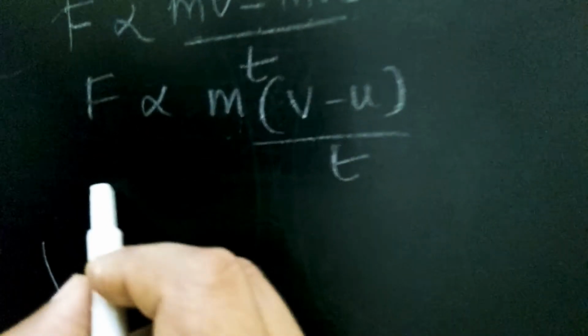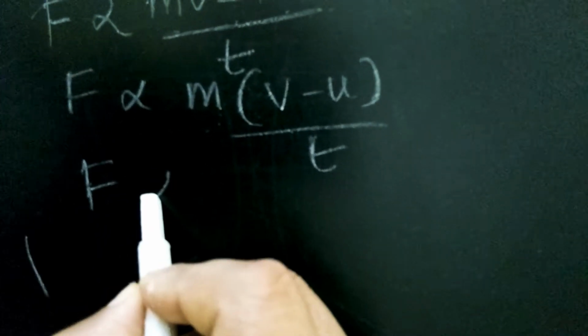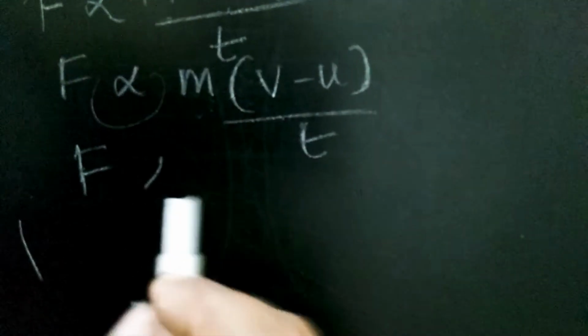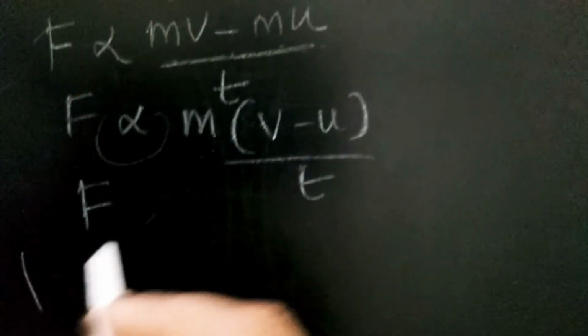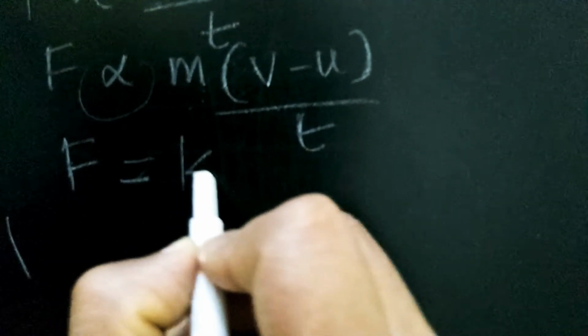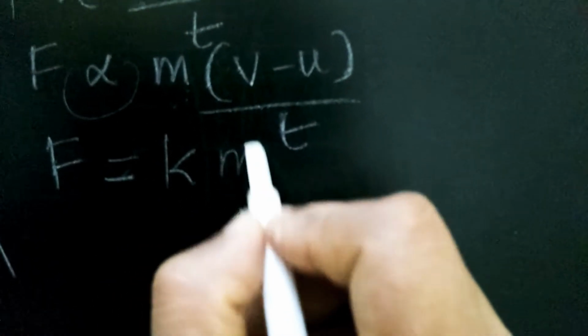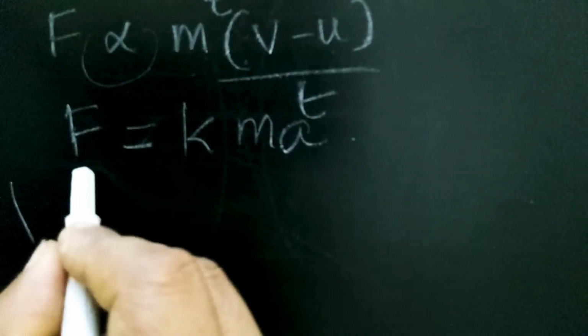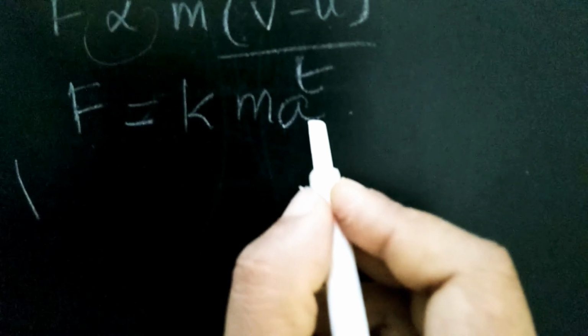Before that, we can remove the proportional sign by putting a constant k, so we can make it an equal sign. Then m into v minus u by t, where v minus u by t is equal to a. So you will get F is equal to kma.